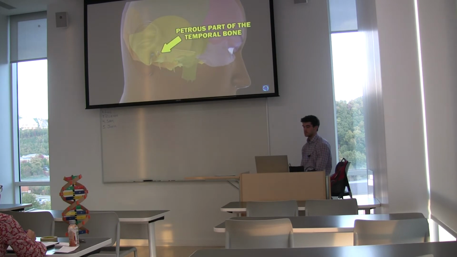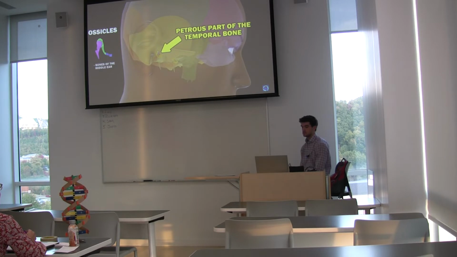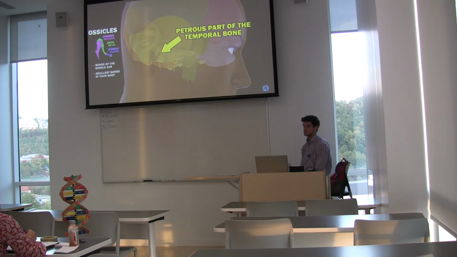It is inside the petrous part of the temporal bone that we find the ossicles. These are the bones of the middle ear and are the smallest bones in your body. A set of 3 ossicles is found on each side of your head, so there are 6 ossicles in total. These bones include the hammer, anvil, and stirrup, also called the malleus, incus, and stapes.